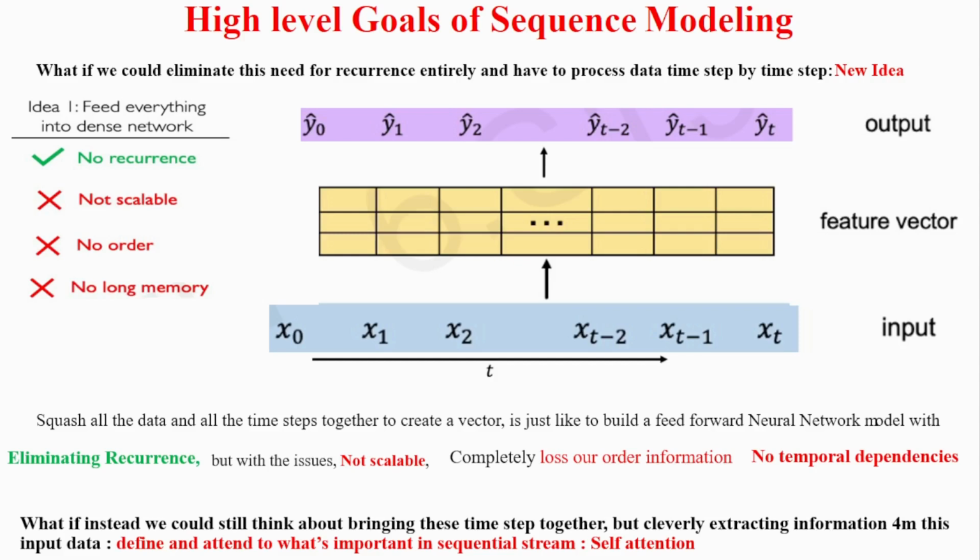So what if instead we could still think about bringing these time steps together, but be a bit more clever about how we try to extract information from this input data? The key idea is basically to identify and attend to what is important in a potentially sequential stream of information, and this is the notion of attention or self attention.